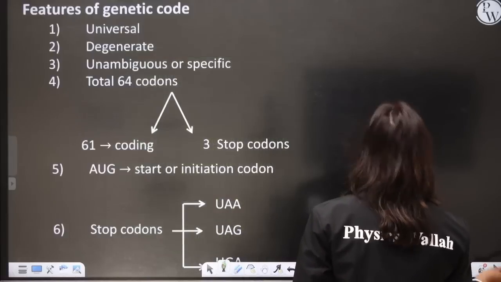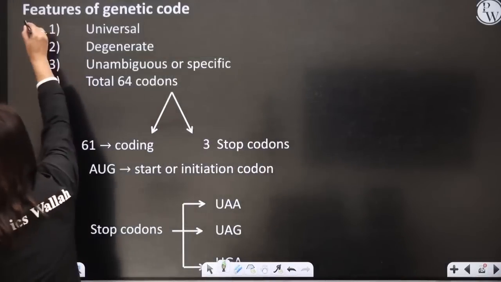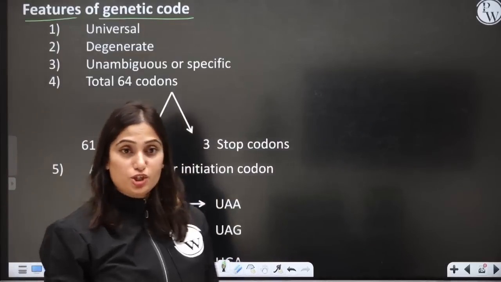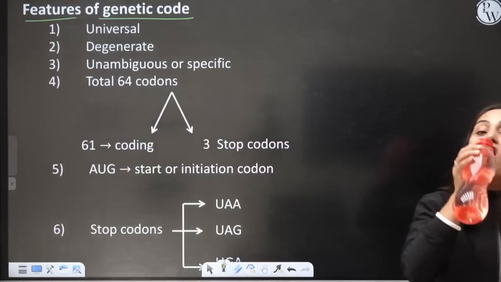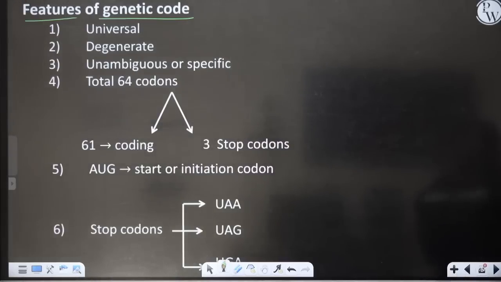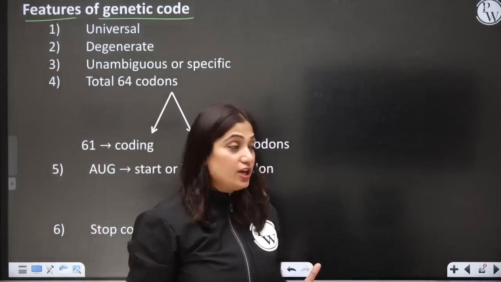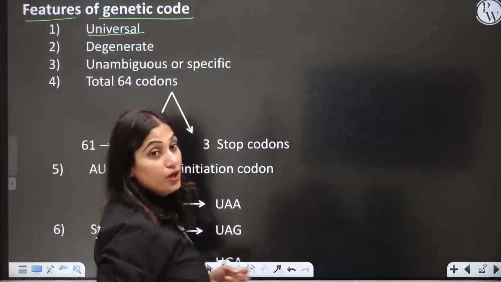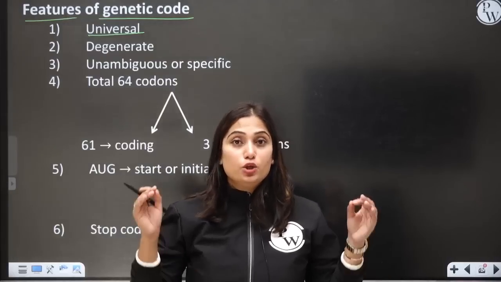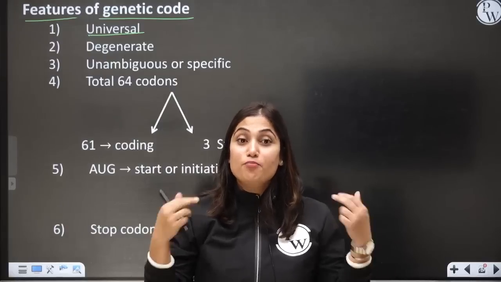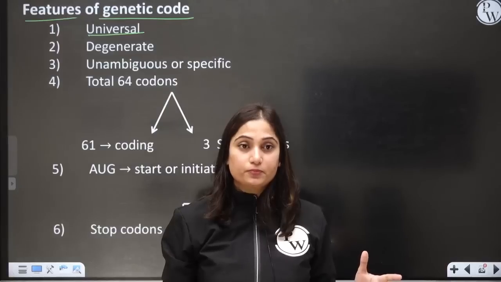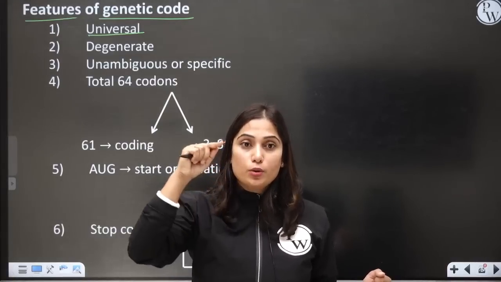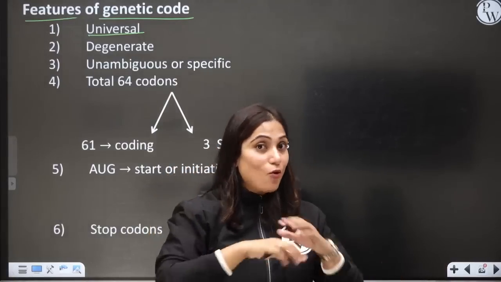Now, let's move on to the features of the genetic code. First of all, the genetic code is universal. Universal means if UUU codes for phenylalanine in me, then it will also code for phenylalanine in bacteria and in all living organisms. That means one codon will code for only one type of amino acid in all organisms.